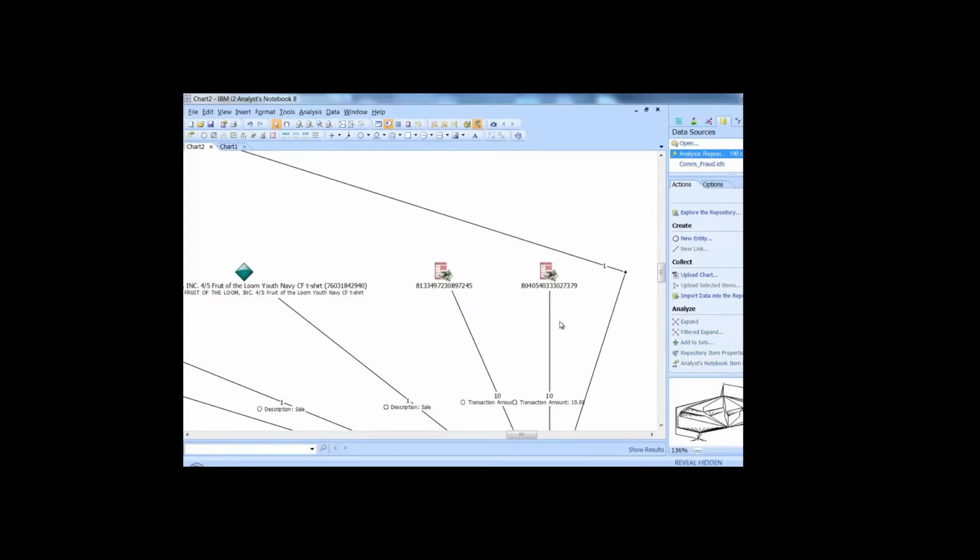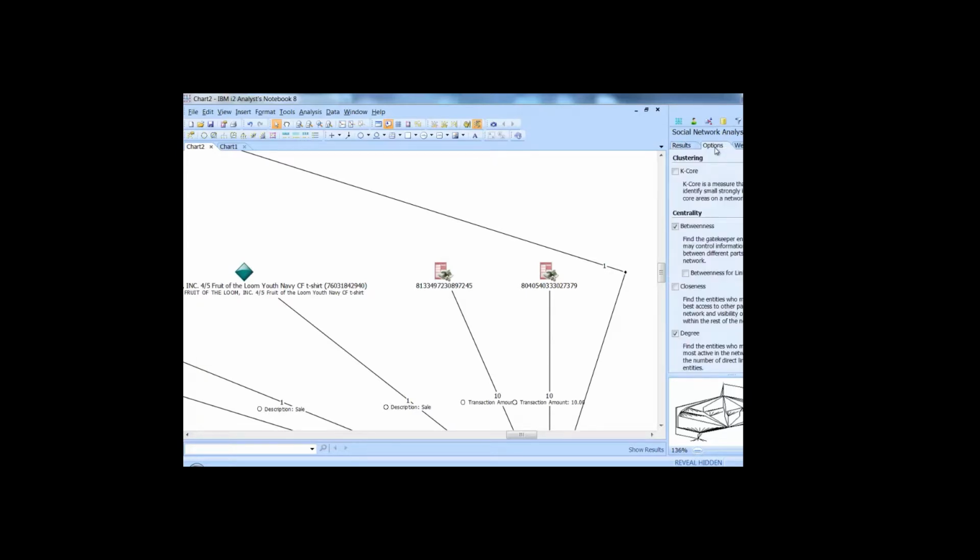Now, in this case, we have a lot of new information that's been added to this chart. But again, this analyst wants to quickly figure out where she should direct her attention. So she decides to use a powerful analysis tool called social network analysis.